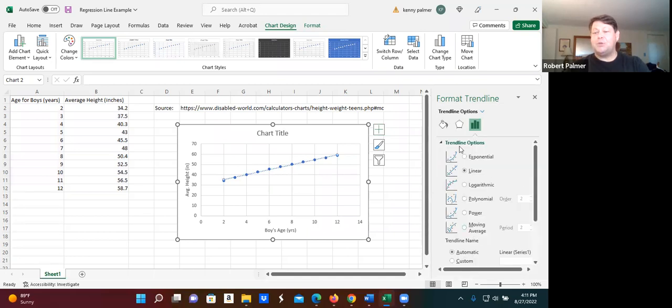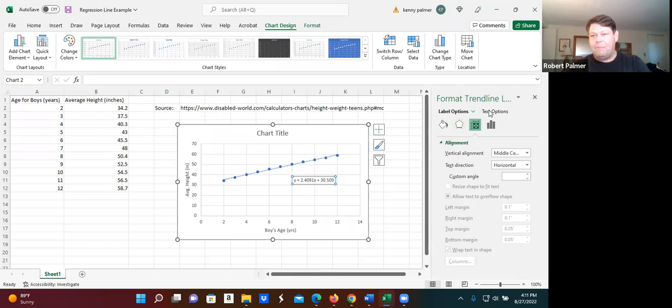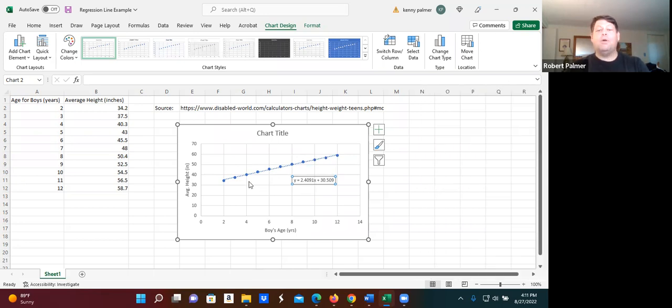For example, here we're doing a linear, but you could use other kinds of best fit lines as well. And let's come down here where it says display equation on chart. Make sure we do that. Okay. So what this shows us is our best fit line for this data.